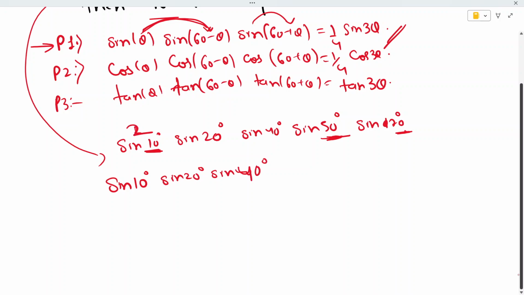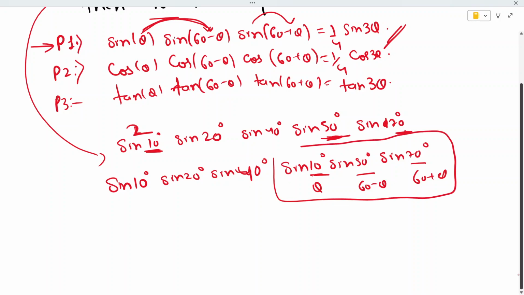Now, here we have sin square 10, so we can take one sin square 10 here: sin 10 degrees, sin 50 degrees, sin 70 degrees. Now we can assume that this is theta, this is 60 minus theta, and this is 60 plus theta, and we know its value. We know this is 1/4 sin 3 theta, that is sin 3 into 10 degrees, which is 1/4 sin 30 degrees. Sin 30 is equal to 1/2, that is 1/4 into 1/2.